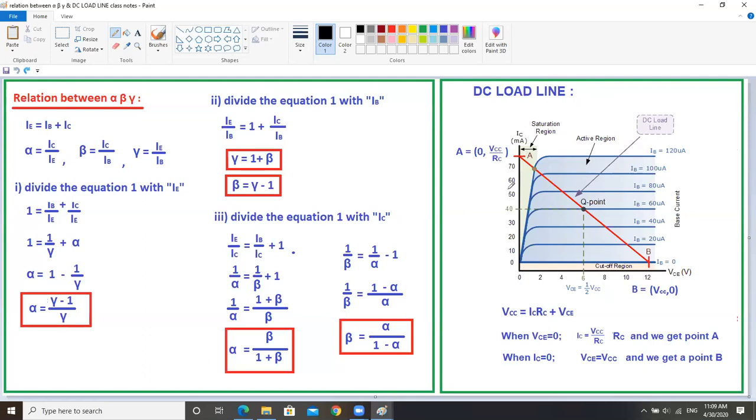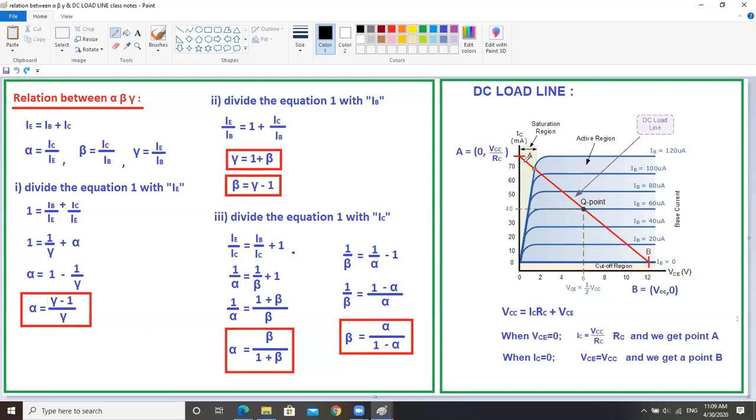Here, this is the output characteristics of your common emitter configuration. Now, if you want to draw this line, you compulsorily require 1 point on the y-axis as well as 1 point on the x-axis. Now I am going to determine those 2 points on the x-axis as well as the y-axis. How to determine those 2 points?